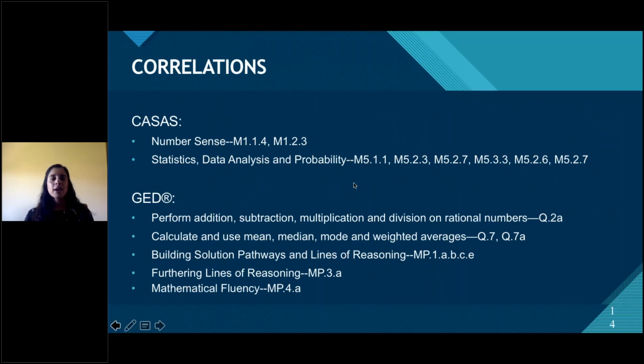And then finally, I wanted to provide the CASAS and GED correlations. So you can see that there are a lot of correlations that are being met in this lesson. You know, going over some of them, they deal with solving arithmetic expressions, recognizing the best technique, building steps to a solution. So these are just some of the ways, and these are some of the criteria that are met through this lesson.